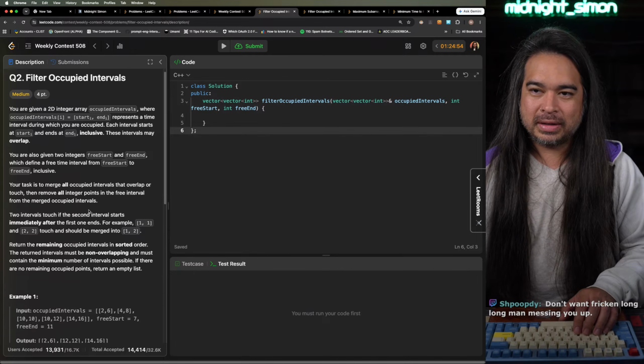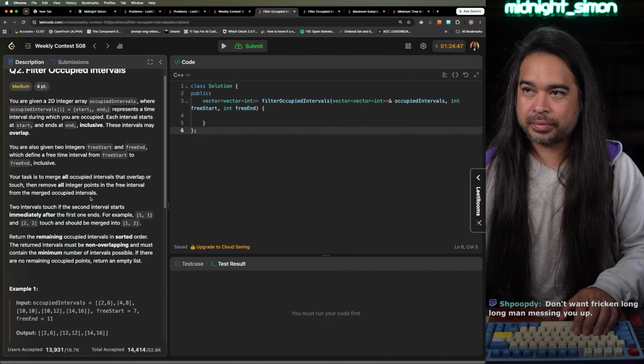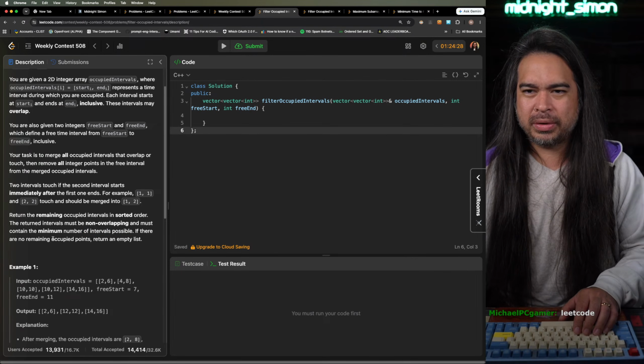Okay, I see. So it's merge intervals and then remove interval. Return the remaining occupied intervals in sorted order. The returned intervals must be non-overlapping and must contain the minimum number of intervals possible. If there are no remaining occupied points, return an empty list.